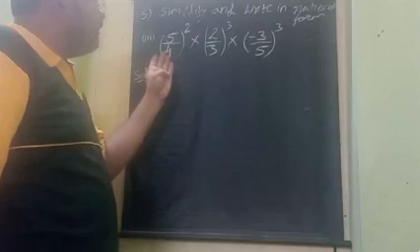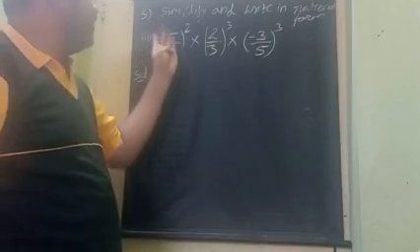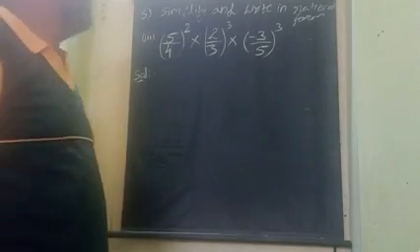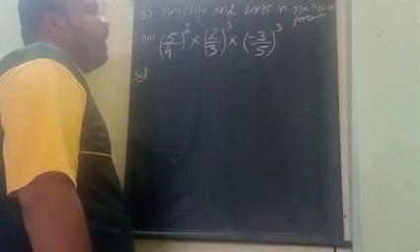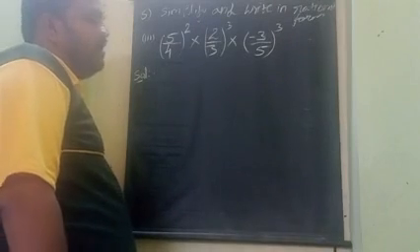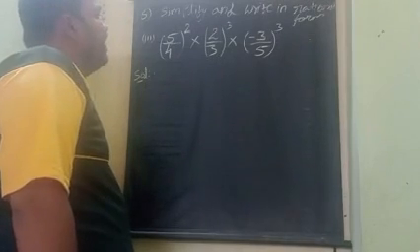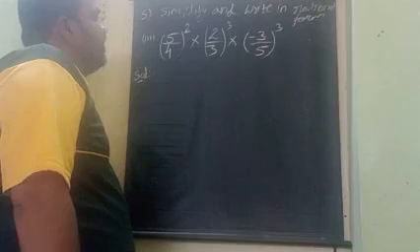In this one, what are the bases here? 5/4, 2/3, 3/5. So the bases are not equal. If the bases are not equal, what do we have to do? We cannot apply that formula. If the bases are the same, we can apply the formula. If the bases are not the same, we cannot apply any formula. So the bases are not the same here.